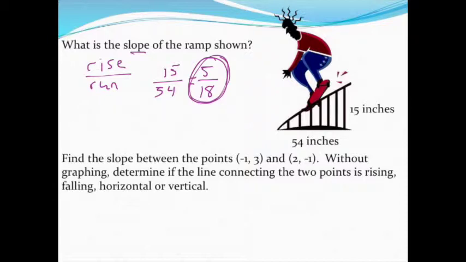The more typical problem you're going to see is when we have to find the slope between 2 points. So they give you two coordinates. Now, we're still using rise over run, but more to the point, I suppose, we're going to want to use this formula: y1 minus y2, the change in y, over x1 minus x2, the change in x.